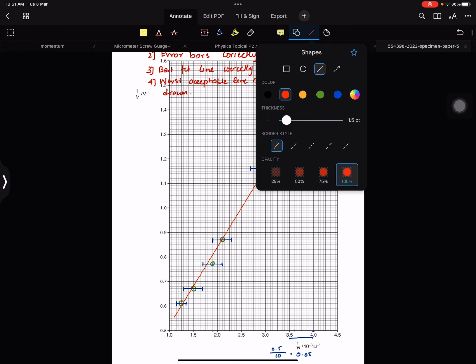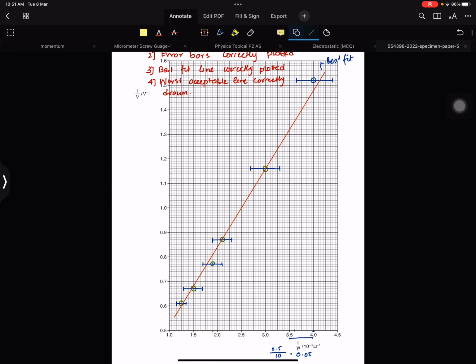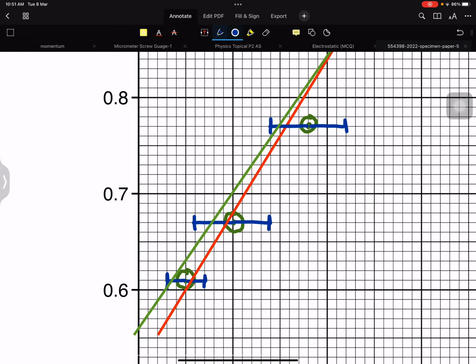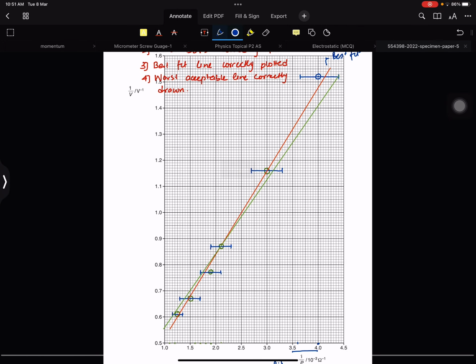So the worst fit line basically is a line that goes through, say, the most extreme error bars like this, and the condition for this is that it should cross every error bar, and it should be the steepest line. So when you draw this, you see it touches the error bar here, and it goes through all error bars, and it touches the other error bars. So this is the steepest line I can make, and you are going to then write that it is worst fit.